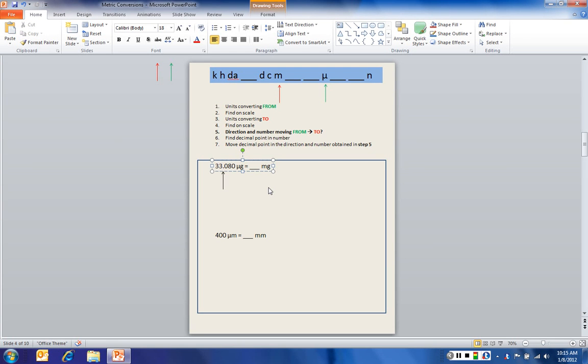So the decimal point, we're going 3 to the left. Get rid of the decimal point. 1, 2. Got to add a 0 to indicate a place. And I always put a leading 0, so 0.033080 milligrams.